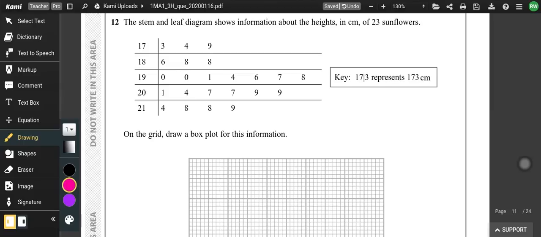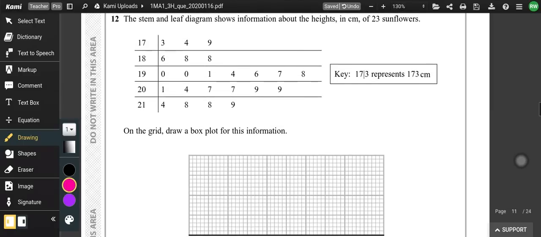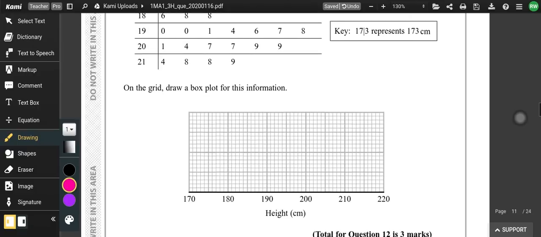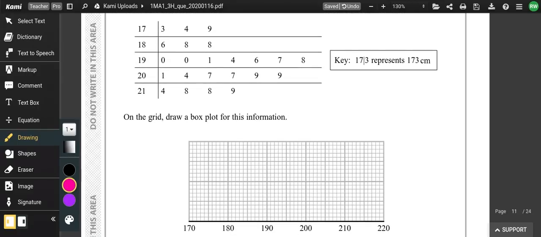Okay, stem and leaf, this is only for GCSE. We need to turn that into a box plot. So the bottom of the box plot is the lowest number, which is 173. So that's going to go like there. The highest value is 219. Okay, so we can draw a line going across there. Like that. And then we now need to find out the median.